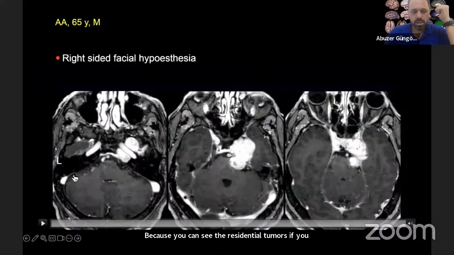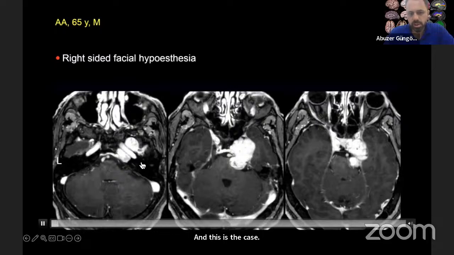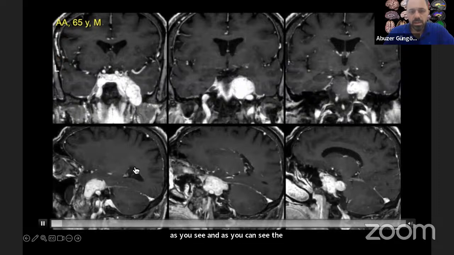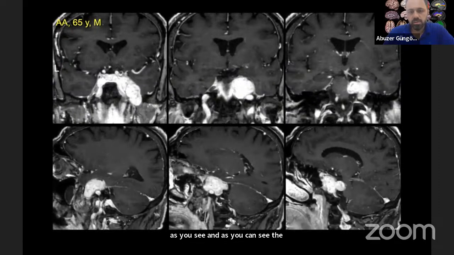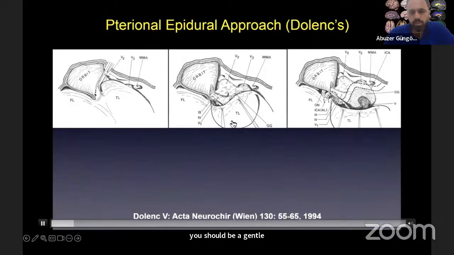And this is the case of a trigeminal schwannoma, also located in the cavernous sinus, as you see, and you can see the carotid. Yeah, these are difficult cases, but if you know the anatomy and if you behave gently, you can do this kind of surgery. This is the Dolenc approach.